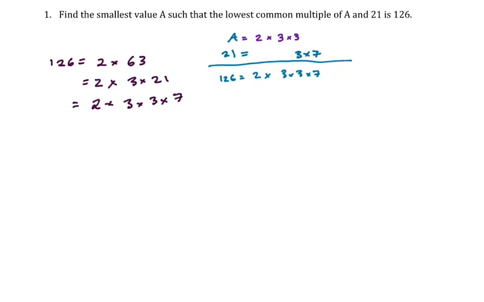I mean, I could also put in a 7 in this number for A, but that would be bigger, and I want the smallest possible number for A. Okay, so this number here is 18.